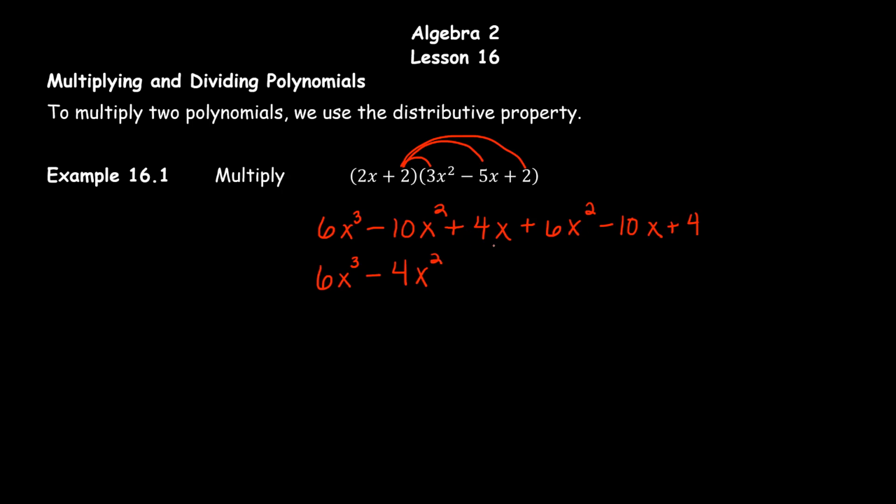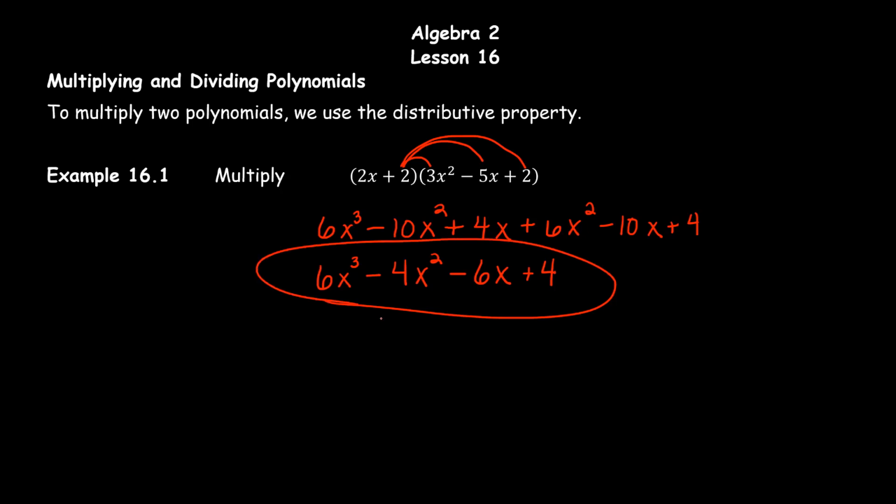And then I have a 4x and a minus 10x. So 4 minus 10 is negative 6, so minus 6x. And then I have the 4 at the end, and that's it. So that's all I can do, and that is how you would multiply those two polynomials.